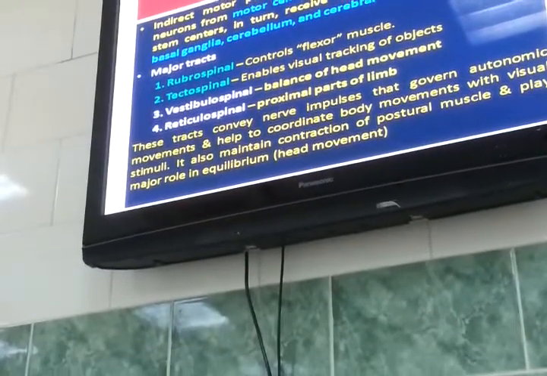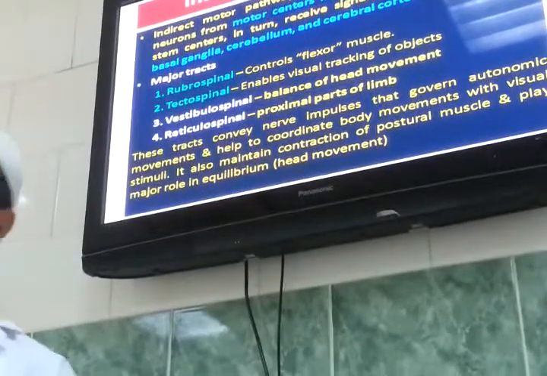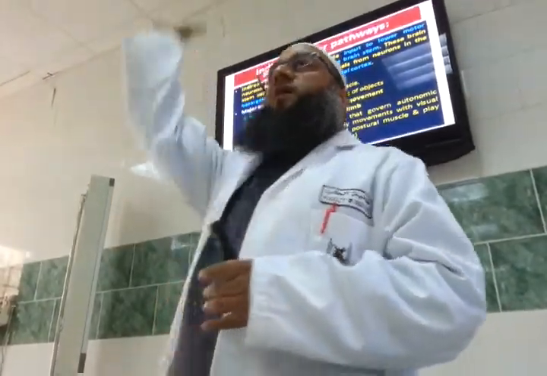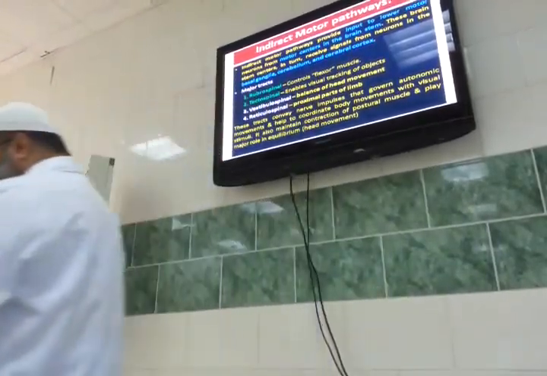But the common thing is: what is the function of the indirect pathway, how does it work? This is the main thing. Then you can subdivide it. One is under voluntary control, one is under involuntary control.